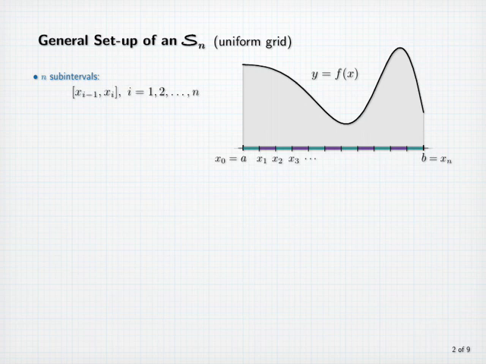Each one has the form x sub i minus 1 up to x sub i, where i goes from 1 to n. So in other words, we have intervals x0 to x1, x1 to x2, x2 to x3, and so forth. Each of those subintervals has the same width. We'll call that width delta x, and it's equal to the total width of the interval, b minus a, divided by n. We can also give a formula for x sub i. x sub i is equal to a plus i times delta x. So x0 is equal to a plus 0 delta x, x1 is a plus 1 delta x, x2 is a plus 2 delta x, and so on.